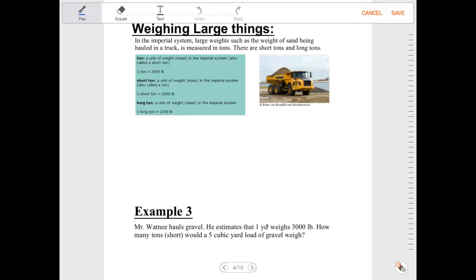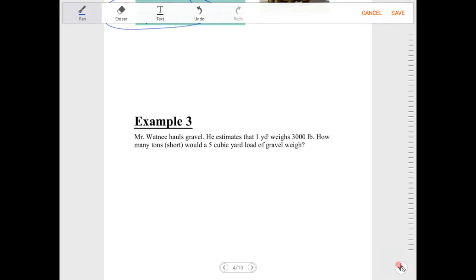Essentially, it says 1 long ton is 2,240 pounds and 1 short ton is 2,000 pounds. I mean, that's basically all you need to know. That, of course, is right here as well. And we'll just use that now to do some calculations.